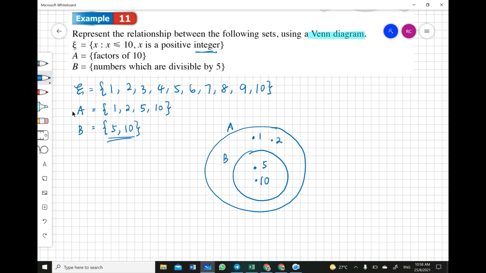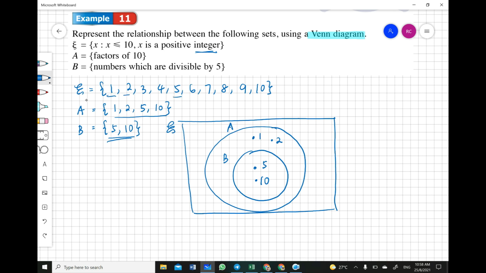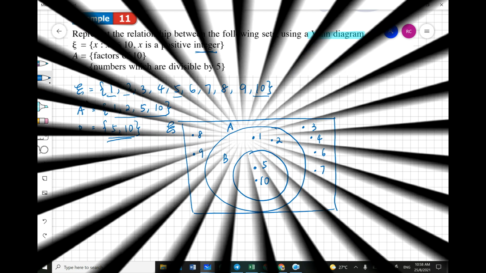And the last one, we have the universal set. So you need to draw a rectangle. We have 1, 2, 5, 10 already, so we don't have to list them anymore. You are going to list 3, 4, 6, 7, 8, 9. Okay, so that's all about this Venn diagram. Simple, right? Do you have any questions? No questions? Okay.